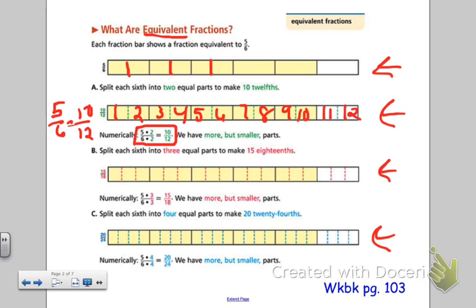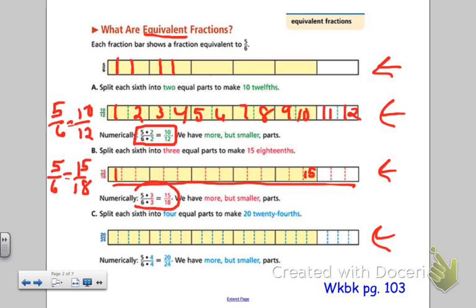Now look at B. What if we took each of these 6 from the original bar and we broke them up into 3 equal sections? Well, now you have a total of 18 different sections. So now we have 15 out of the 18 sections shaded in. That tells you that 15/18 is also the same as 5/6. And you can see that here with the multiplication. Multiplying the top and the bottom by 3 will change 5/6 into 15/18.